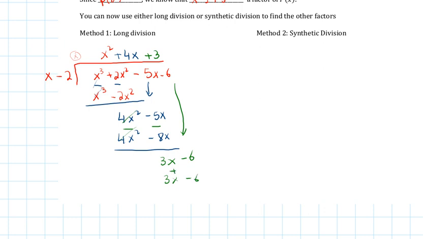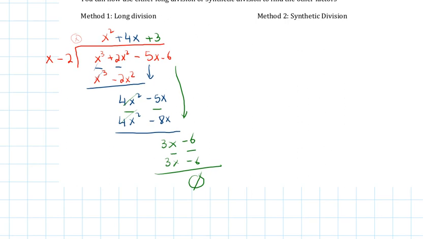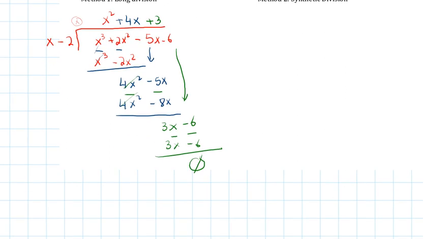Now I divide 3x by x, so that's 3. 3 multiplied by x is 3x. 3 multiplied by negative 2 is negative 6. I can subtract. So the 3x cancel. Negative 6 plus 6 is 0. Yay! So that's my factor.